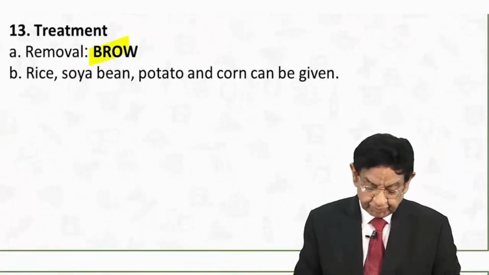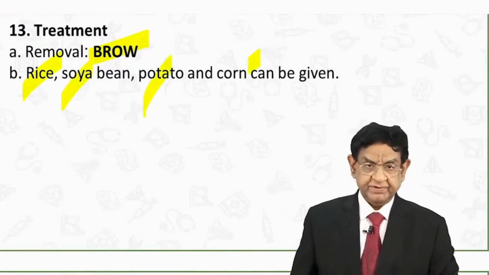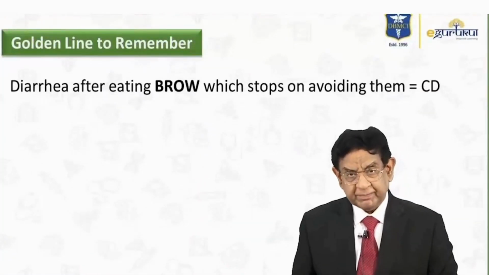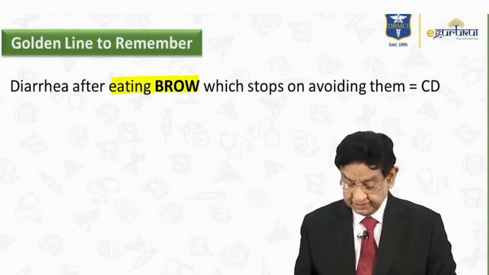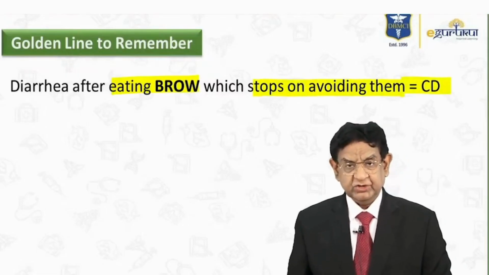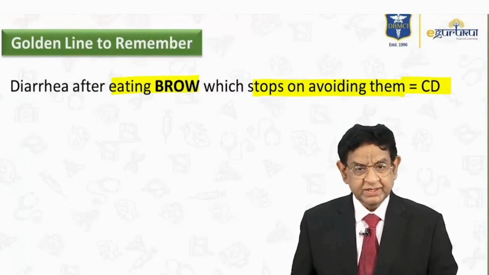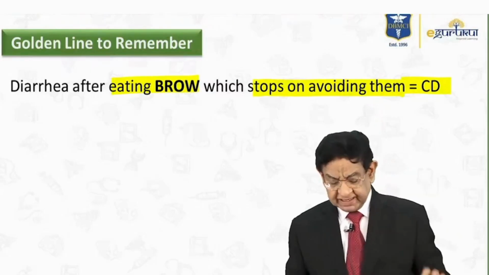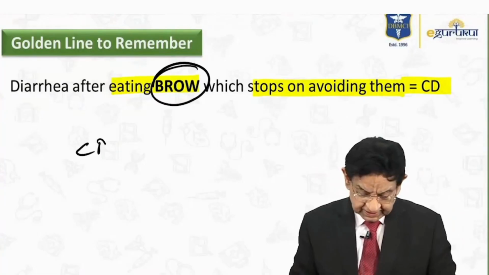Treatment: remove BRO, and rice, soya, potato and corn can be given to the patient. Golden line to remember: diarrhea after eating BRO, and stopping on avoiding them, is celiac disease. Your question will be based on this line. In fact, the entire celiac disease I can squeeze into one word, BRO. Celiac disease is BRO.